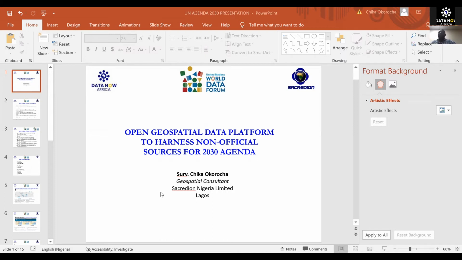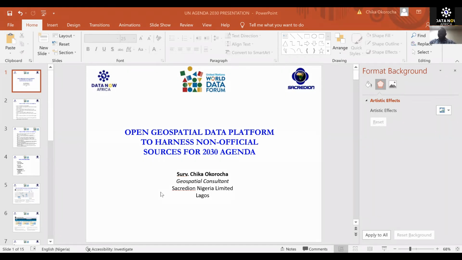So I'm speaking on Open Geospatial Data Platform to harness non-official sources for the 2030 agenda. Like we all know, the 2030 agenda of the United Nations has 17 goals. So I'm going to be speaking on how we can source geospatial data. We know that it's difficult and very expensive to acquire geospatial data, but are there other sources, maybe non-official sources? Maybe you're not carrying out an official role, but you still want to contribute to achieving the SDG goals. That's what we'll be talking about.